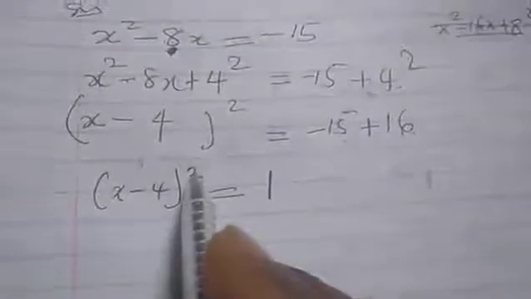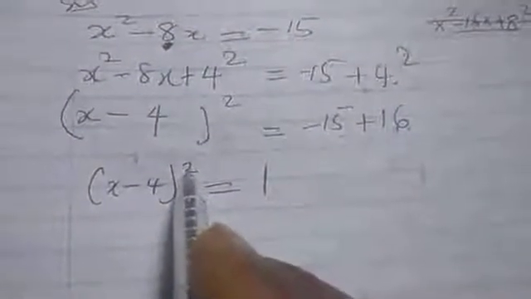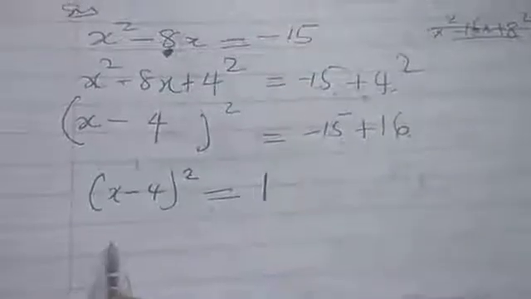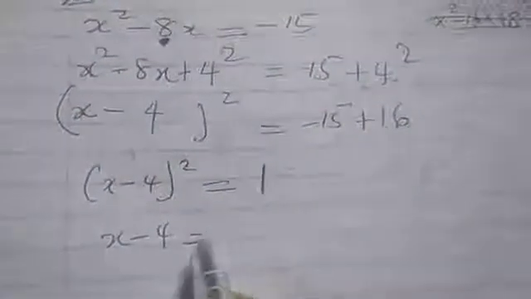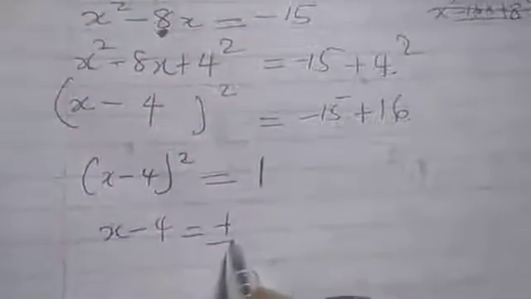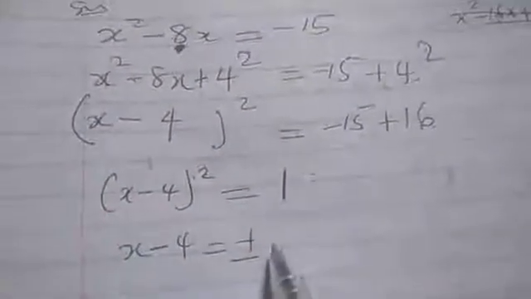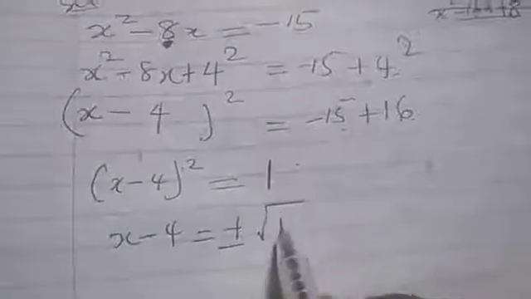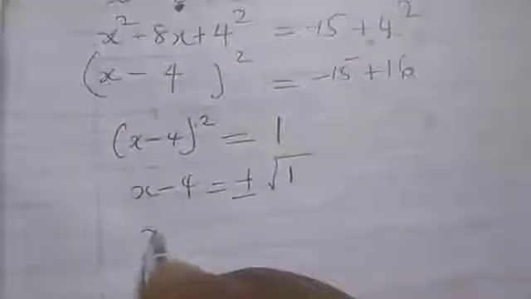So it has led to the complete quadratic equation. We take this to the other side. When we take it to the other side, you must first add plus or minus, because we are taking the square root to the other side. Then you now say square root of 1, just like the way we have been doing.